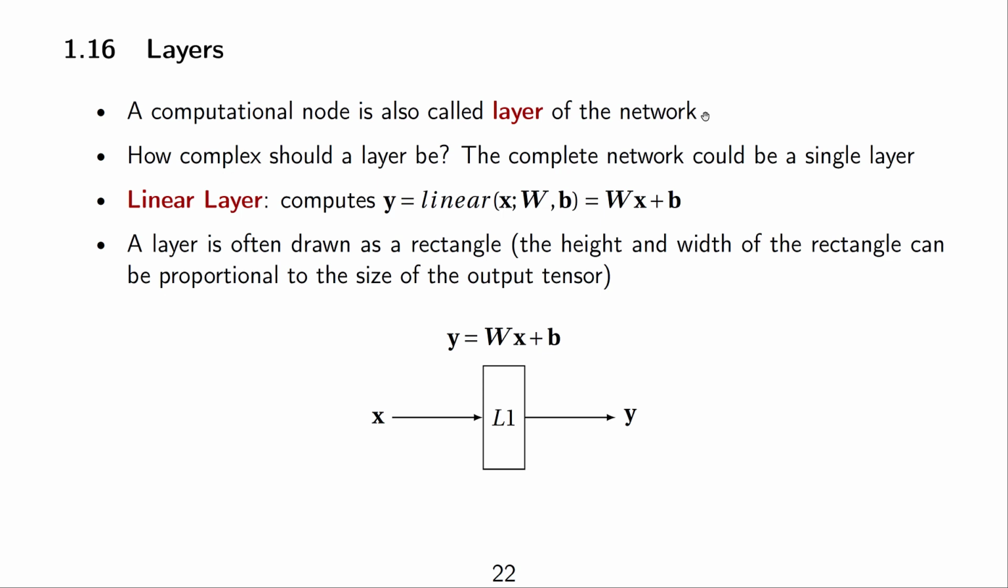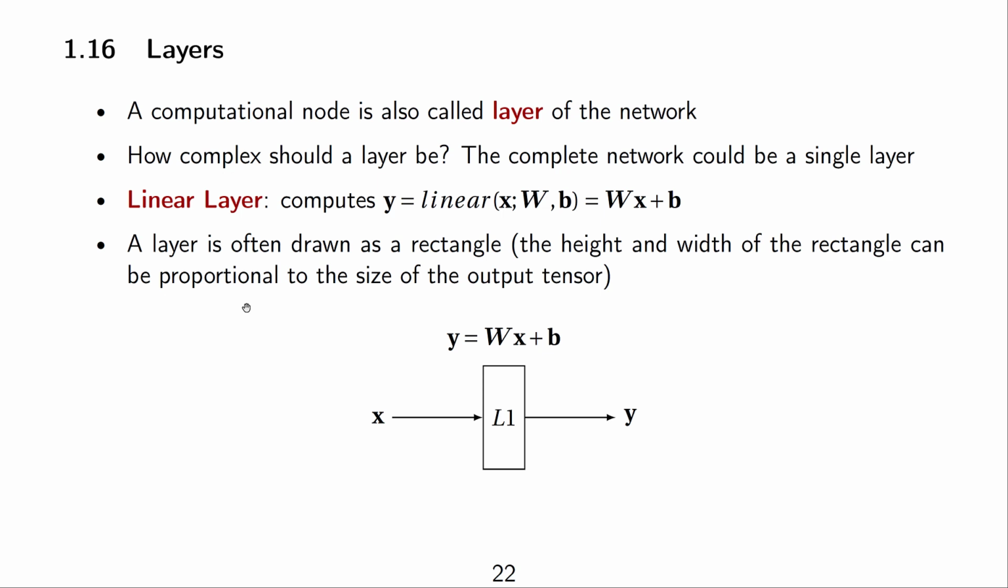So let's look, for example, at this linear layer that we looked at before. It computes y equals linear x w b equals wx plus b. Should that be two computations, first wx in one node or one layer and then plus b in the second layer, or should all of that be in the same layer? And the answer is that the linear layer computes exactly that as one computational node, as one building block. And this is important for implementation.